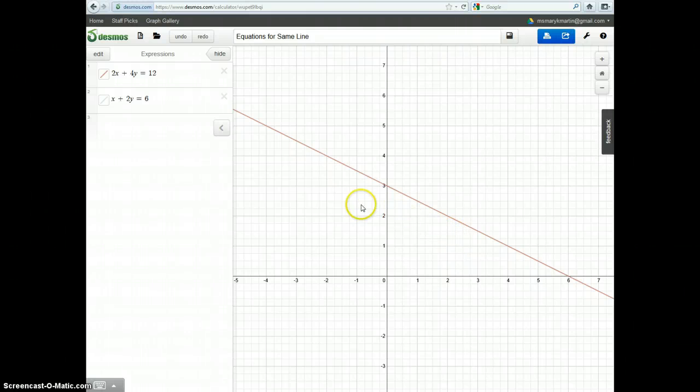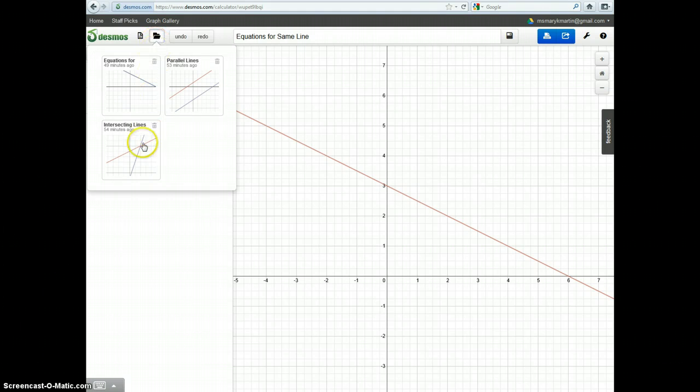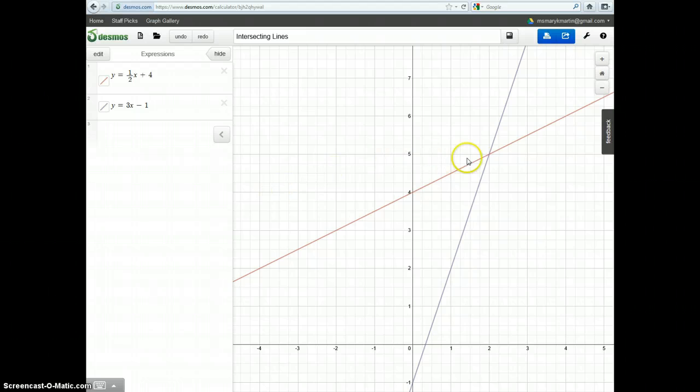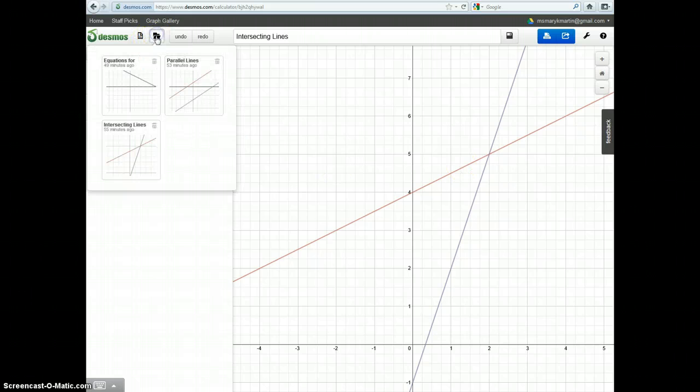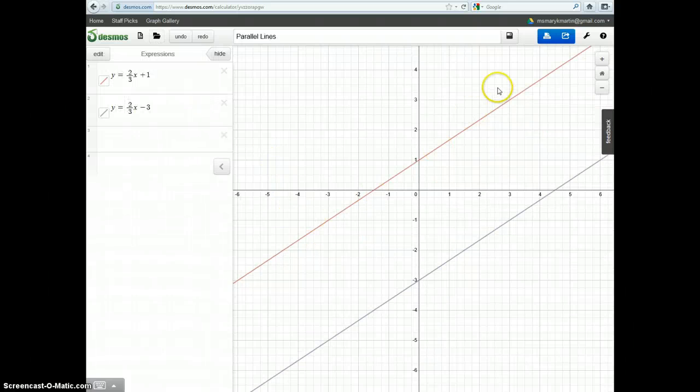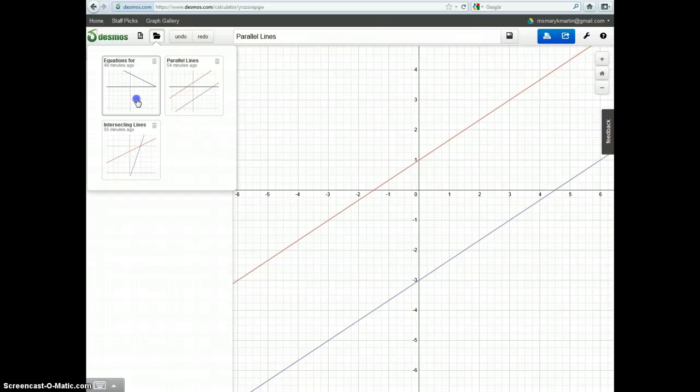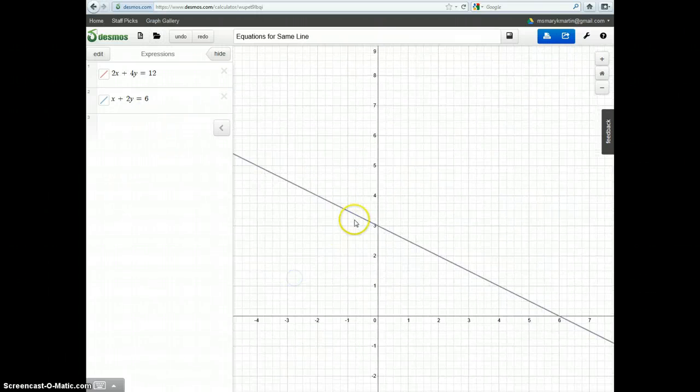Let's take a minute to review what we learned today. When graphing systems of equations, three possible outcomes can occur. You can have two lines which intersect in one point and therefore have one solution, in this case the point 2, 5. You can have two equations which form parallel lines that never intersect, and we say there is no solution. Finally, you can have two equations that when graphed form the same line. As this is the case, we say that the two equations have infinitely many solutions.